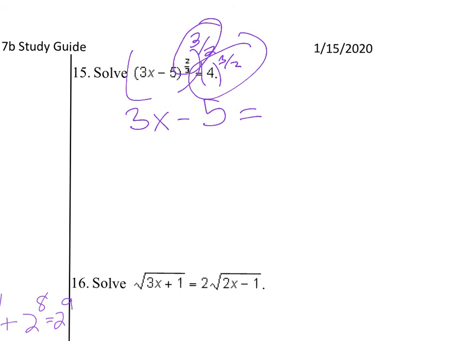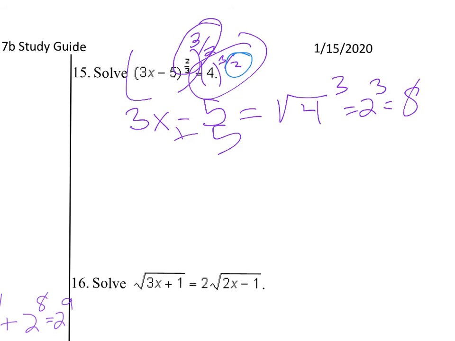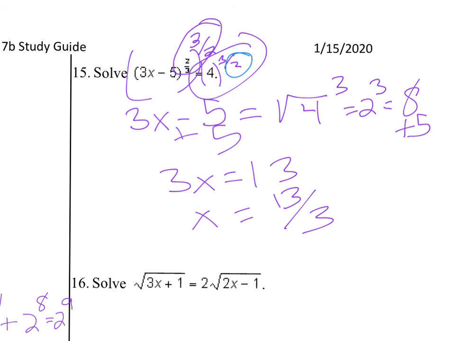But I can rewrite the 4 as the square root of 4 because of the 2, and then cube that, because the square root of 4 is 2. I know that. So I have 2 cubed, which is 8. So if I add 5, I have 3x equals 13, x equals 13 over 3.